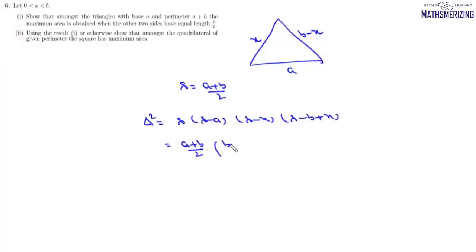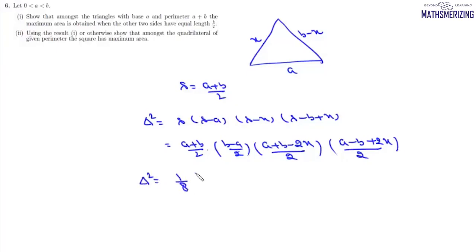So it will be (a plus b) by 2. s minus a will be (b minus a) by 2. s minus x will be (a plus b minus 2x) by 2. And here this value will be (a minus b plus 2x) by 2. Now we can write this delta square as 1 by 8 (b square minus a square), and here it will be (a square minus (b minus 2x) whole square).